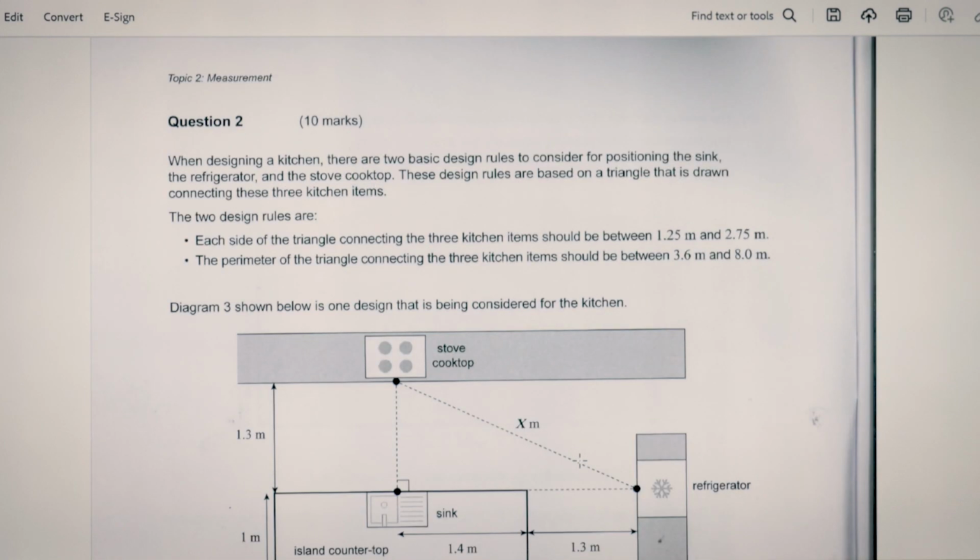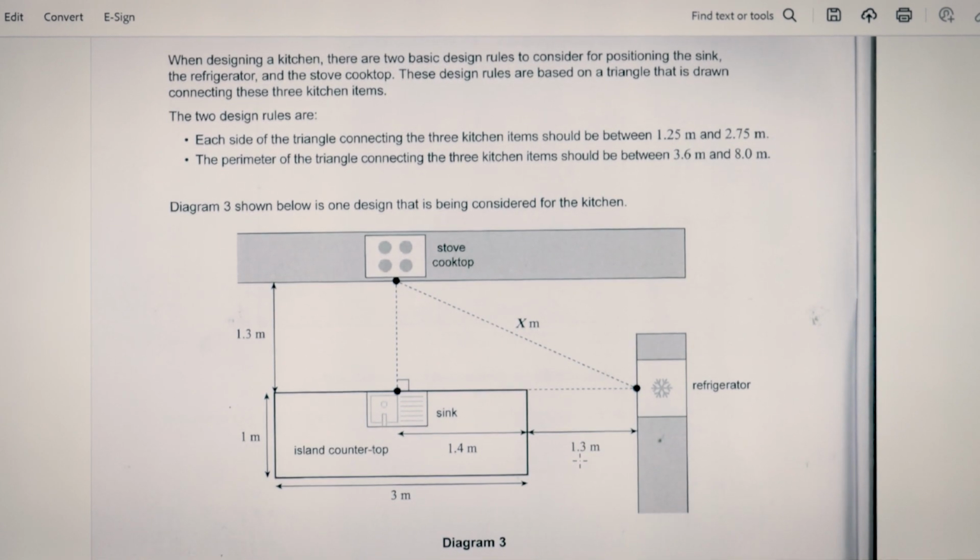Okay. Then moving to question 2. So we have the design of the kitchen. There are 2 basic design rules to consider for positioning the sink, the refrigerator, and the stove cooktop. And as you see, we can join them by drawing this triangle. The 2 rules for this design are: each side of the triangle connecting the 3 kitchen items should be between 1.25 and 2.75 meters, and also the perimeter has to be between 3.6 and 8 meters.